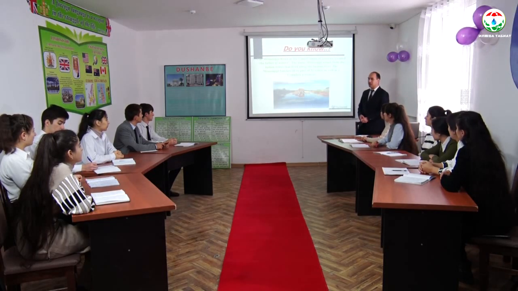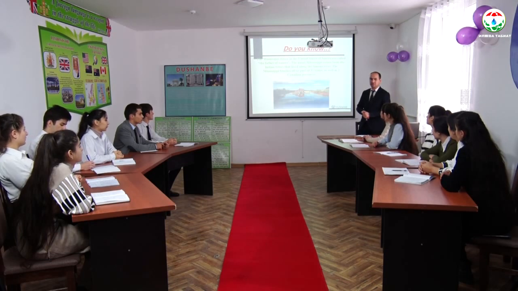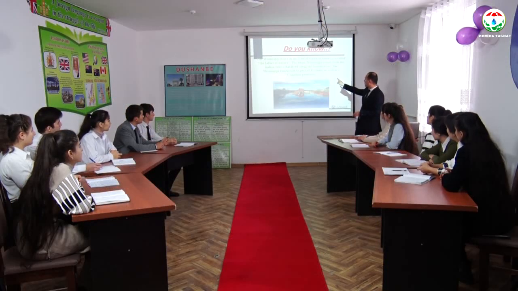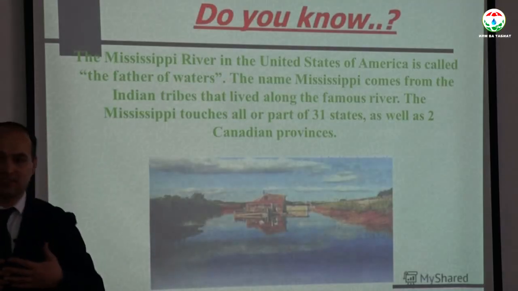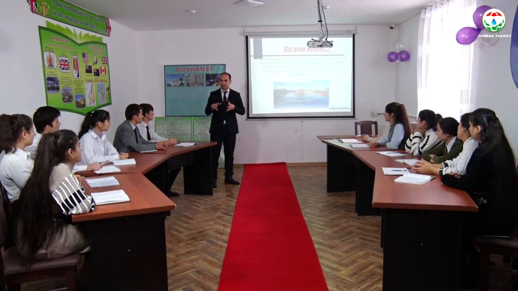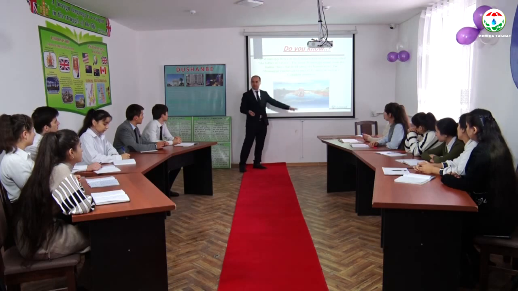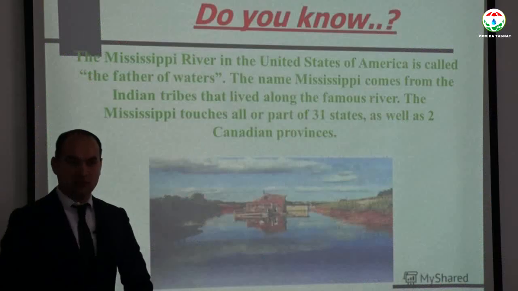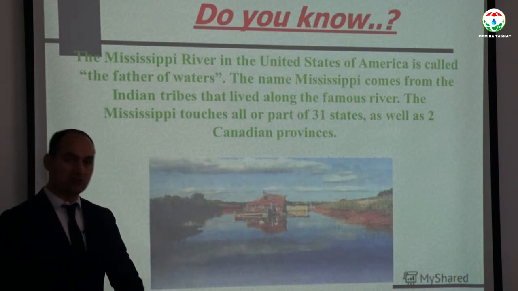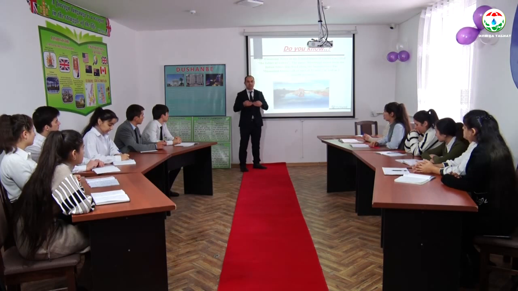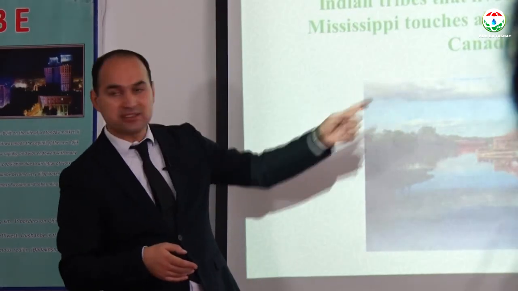So, do you know about the Mississippi River? It's the longest river in the USA. Yes, the wonderful river in the USA. Why? Because the Mississippi touches all or part of 31 states as well as the Canadian provinces. Don't forget, one river connects 31 states. It's interesting. For example, when we go to another state, we can go by boat, for example, by ship, from the Mississippi River to another state. Because one river connects 31 states and also two Canadian provinces.